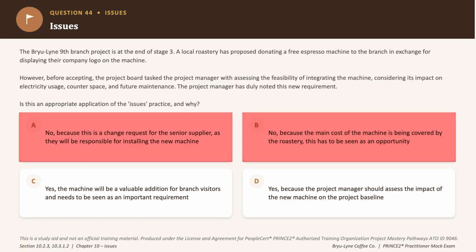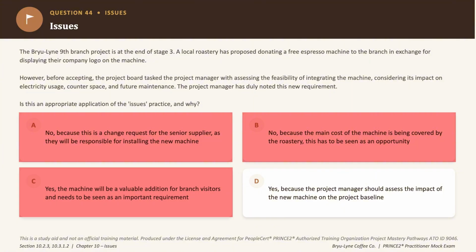Option C jumps straight into treating it as an important requirement without any assessment at all. And that's really childish and really premature. Okay, so an incorrect answer choice as well. Now option D says yes because the project manager should assess the impact of the new machine on the project baseline, and that is absolutely correct. This is the request for change and it needs proper assessment before any decision is made. So the correct answer to this question is option D.